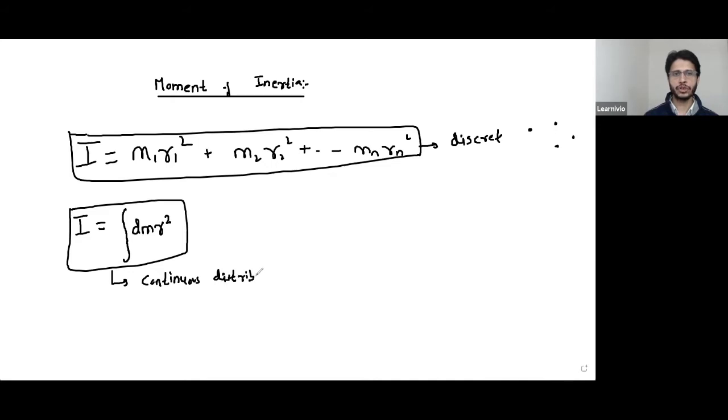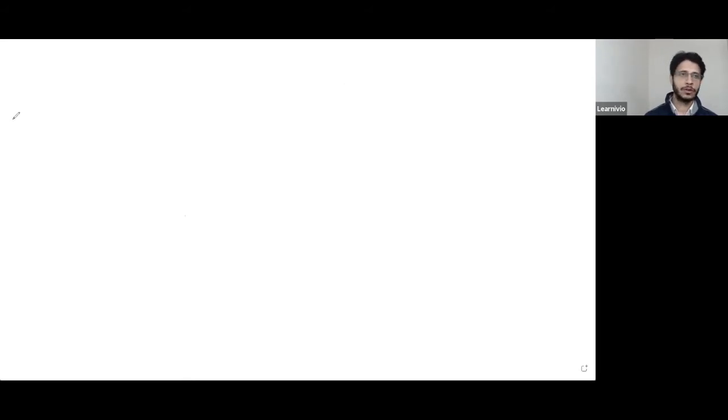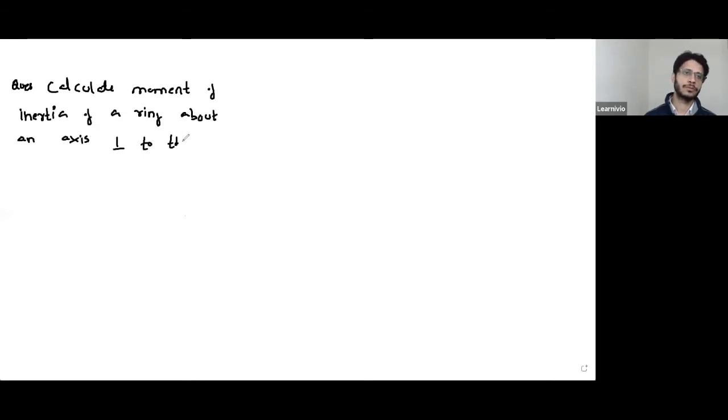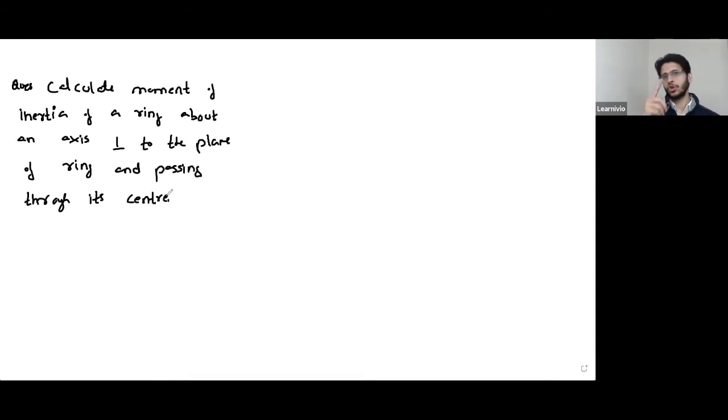We did a few questions in the last class for discrete distribution. Today we will do questions on continuous distribution. So let's solve the first question. The first question says calculate the moment of inertia of a ring about an axis which is passing through the center of the ring and is perpendicular to the plane of the ring.